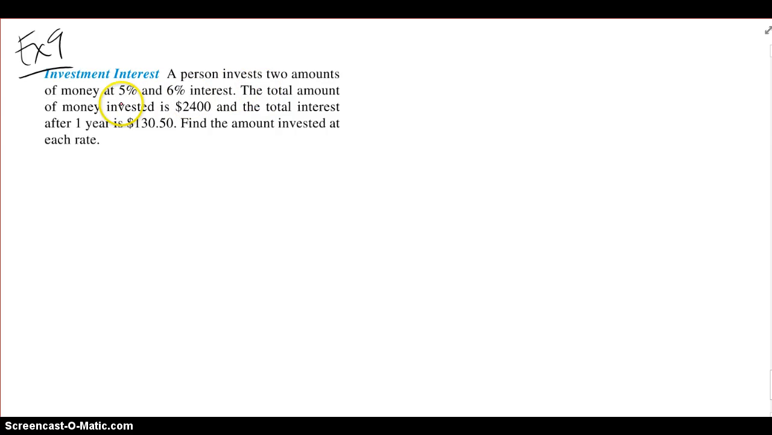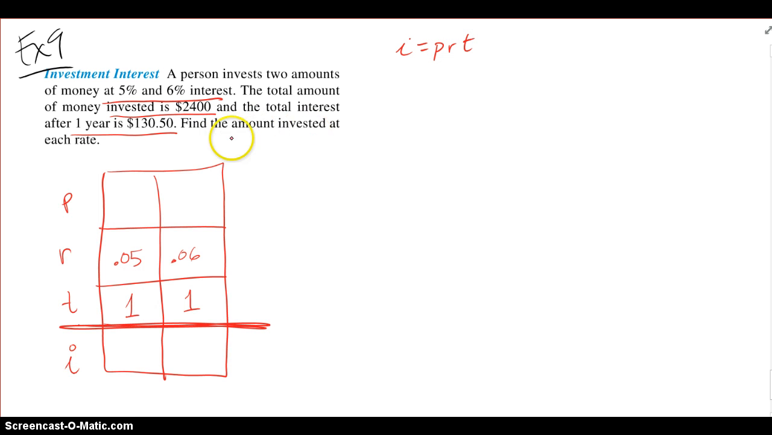Again, we have two investments, one at 5%, one at 6%. The total money invested is 2,400 and the total interest after 1 year is 130.50. Find the amount invested at each rate. So we're going to be using I equals PRT and setting up our chart. Again, find the amount invested at each rate. I know the interest rates are 5% and 6%. The time is 1 year.